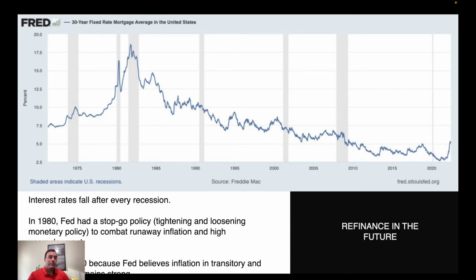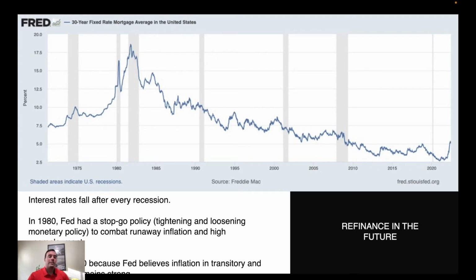But basically what this graph is demonstrating is that after every single recession, rates have fallen. So from 1990, they went down, 2001, they went down, 2010, obviously housing crash, and then 2020, it went down. In 1980, we didn't see rates go down, and that was because there were two things going on. We had high inflation and we had high unemployment. And so in the economic world, that's called stagflation. Today, we have high inflation, but we do not have high unemployment.